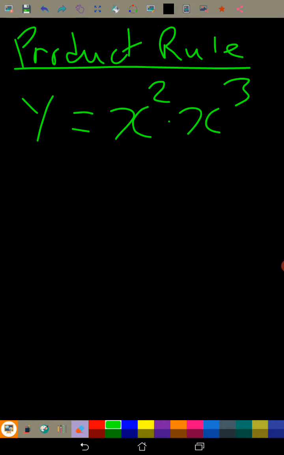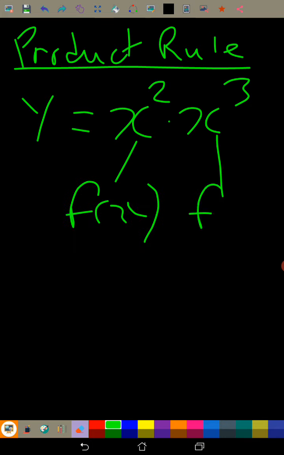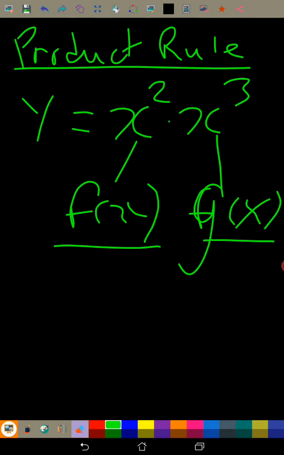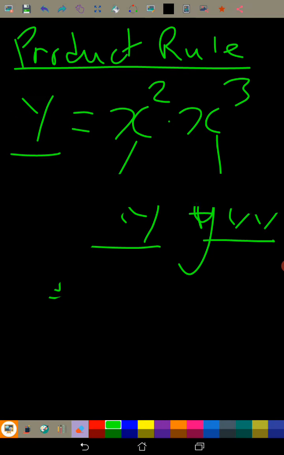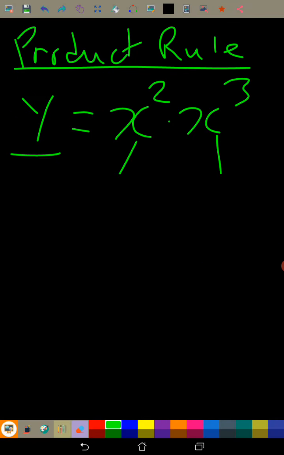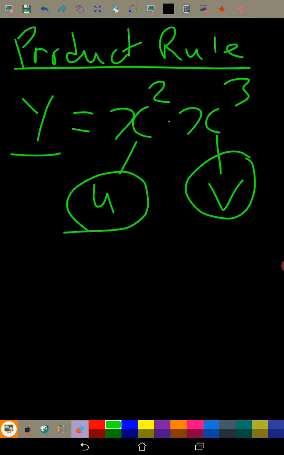So we say that this is a function. We call it f(x), and this is going to be g(x). You can go like this, f(x), g(x), or if you're using y, sometimes we say this is u. That's how I learned it actually. But it depends. This is u, this is v, because u comes first and v after it.